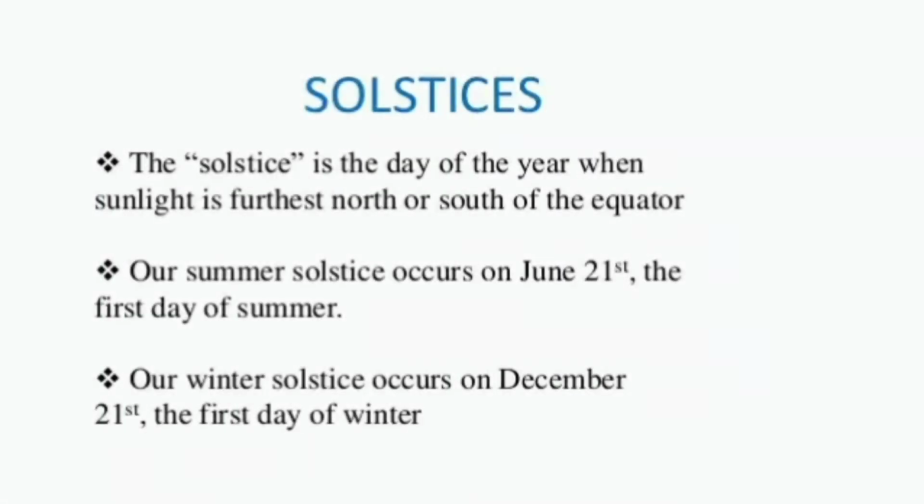Solstices. The solstice is the day of the year when sunlight is furthest north or south of the equator. Our summer solstice occurs on June 21st, the first day of summer, and the winter solstice occurs on December 21st, the first day of winter.